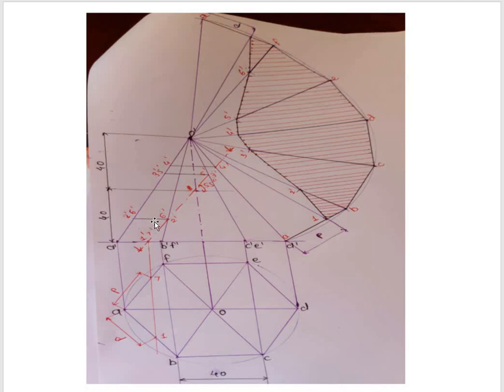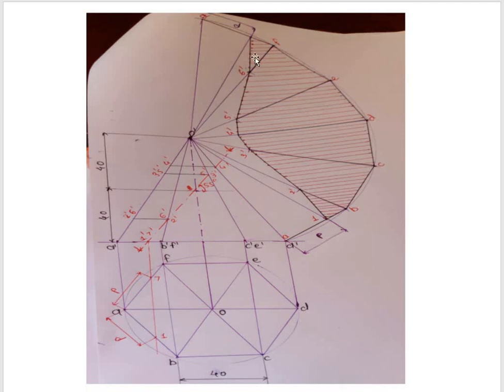Other points you have to simply measure in the compass: O dash 2 dash, O dash 2 dash, again O dash 3 dash. Likewise you have to mark the other points on the particular generators, and simply join these points with straight lines, as this is the pyramid.